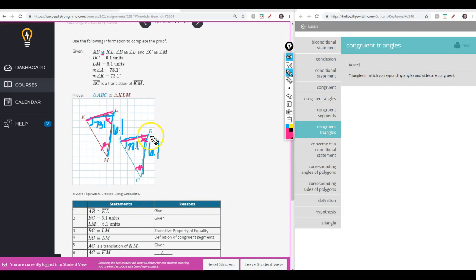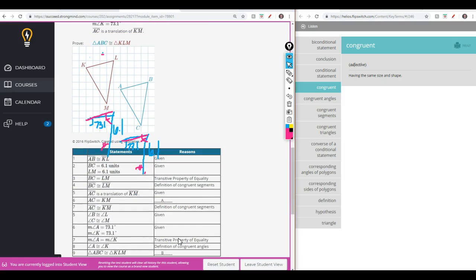So it's not going to be a far step to prove that side length LM and side length BC are congruent, because that's the definition of congruence. So that's where you notice statement 4 had the distance of BC equals the distance of LM, because they listed out that they were the same units. They used the transitive property, so then they could state that those distances were equal. Now, since they stated that they were equal, they could say that they're congruent. So now segment AC is a translation of segment KM, that's given.